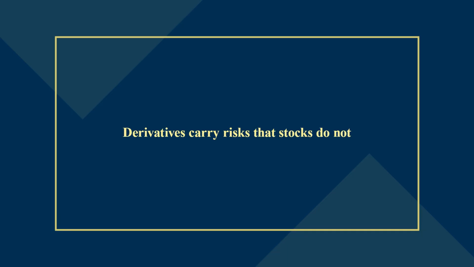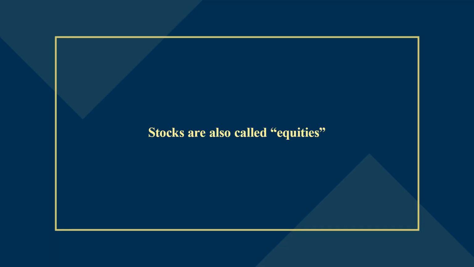Derivatives carry risks that stocks do not. Stocks are a type of security that gives shareholders a share of ownership in a company. Stocks are also called equities. A stock loses its value only in extreme circumstances, while an option loses its entire value if it's not exercised. Options are a form of derivative financial instrument in which two parties contractually agree to transact an asset at a specified price before a future date.